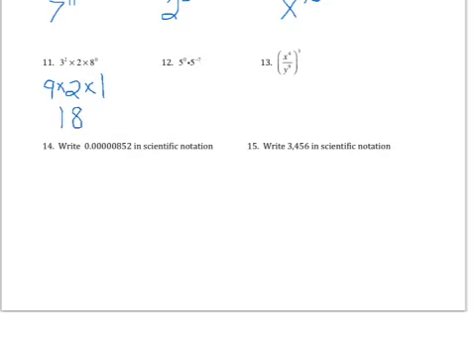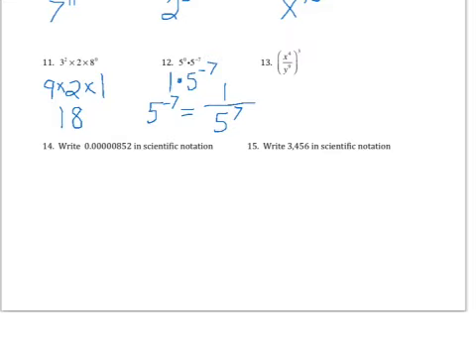For number 12, we have 5 to the 0 times 5 to the negative 7. 5 to the 0 is 1, and we still have 5 to the negative 7th. 1 times 5 to the negative 7th is just 5 to the negative 7th. But we also want to remember what we do with negative exponents. If we are raising anything to a negative exponent, we want to move it to the denominator of a fraction, and the exponent will become positive. So we have 1 over 5 to the 7th.